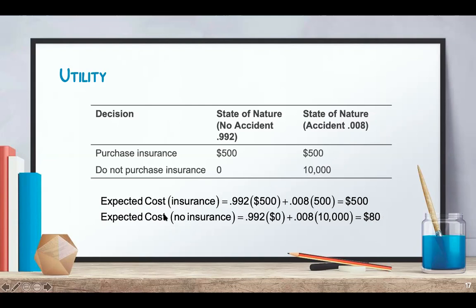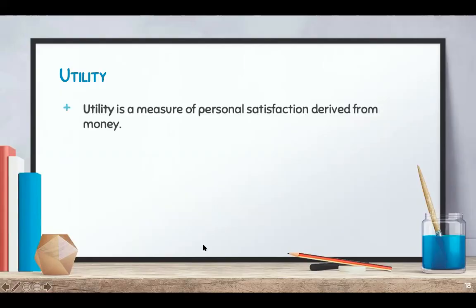So kung iisipin mo, ang gagawin natin is, wag ka na lang bumili ng insurance. Ang baba ng expected cost. So mas mataas yung expected cost ng pag bumili ka ng insurance. Pero most of the time, bumibili pa rin tayo. Bakit yon? Because of utility. What is utility? Utility is a measure of personal satisfaction derived from money. So kahit mahal, okay lang kasi nasatisfy ka naman.